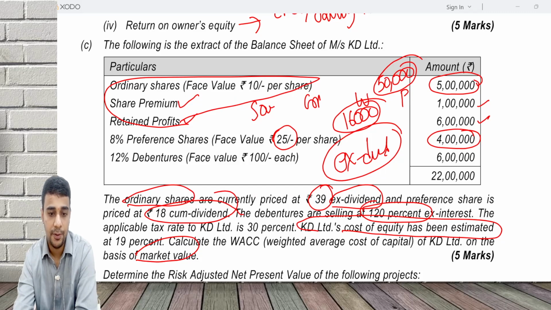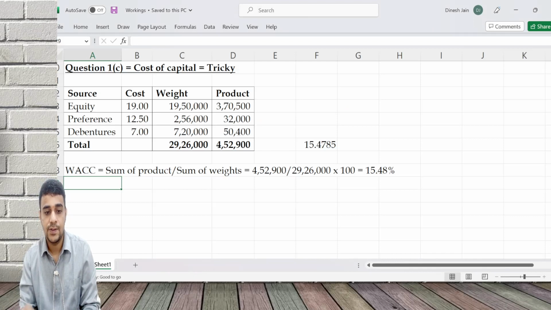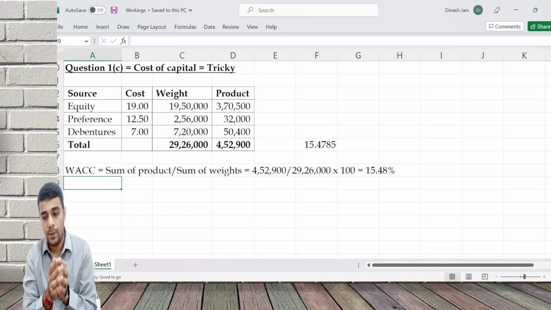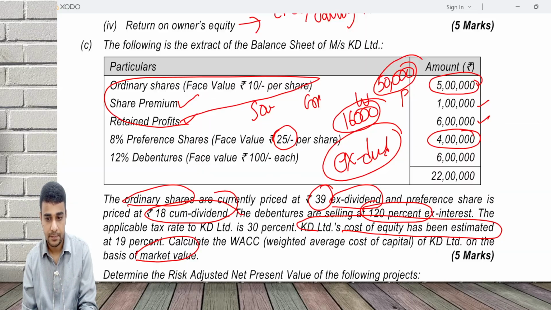Any doubts, let me know. The solution is this: 452,900 by 2926. 452,900 divided by 29 lakh 26,000. I hope this is clear. If there are doubts, let me know.